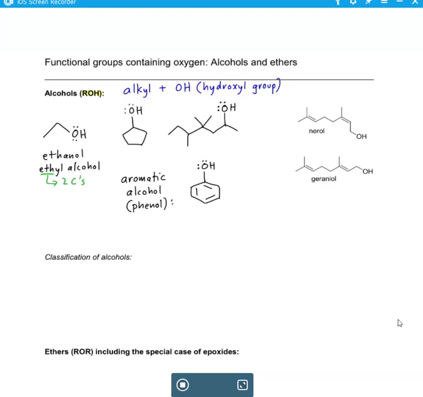Now, one thing that you have to be on the lookout for is the following. So here's a different structure. And you might recognize this as one that we drew a little while ago. This is a carboxylic acid. Even though it has an OH group, you have to be careful because this is not an alcohol.